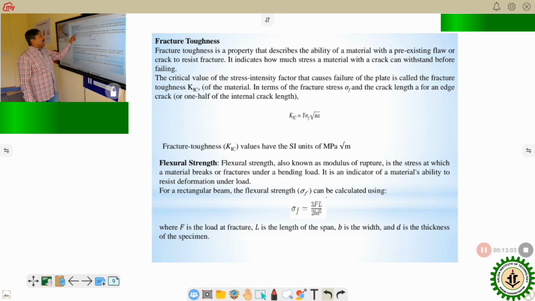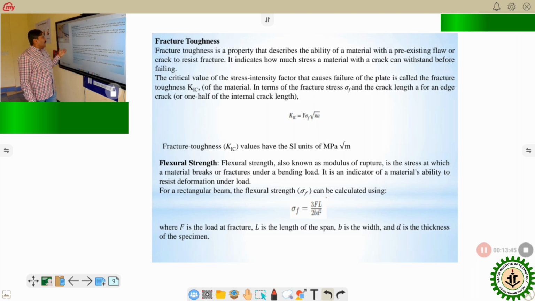That is the critical value of the stress intensity factor, called the fracture toughness, represented by KIC of the material, in terms of the fracture stress sigma f and the crack length a for an edge crack, or half of the internal crack length. That is, KIC is equal to capital Y into sigma f root of pi into a. Here, the fracture toughness is represented by KIC, and the value in SI unit is megapascal root meter. That is the fracture toughness.